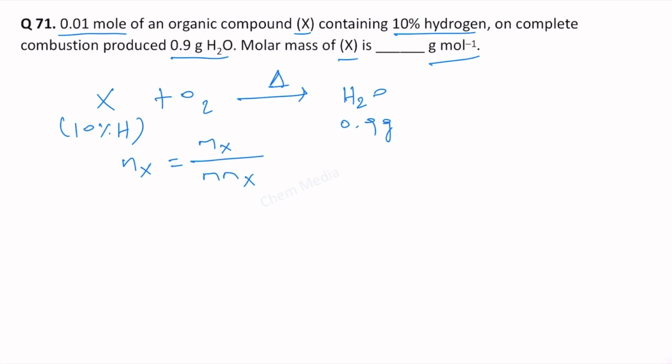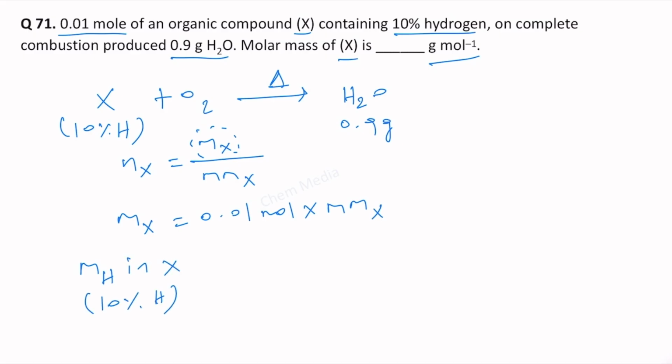Molar mass of X, we need to figure it out. Here the mass of X is given in an indirect way. So mass of X is equal to 0.01 mole times molar mass of X. Now what is the mass of hydrogen in X?